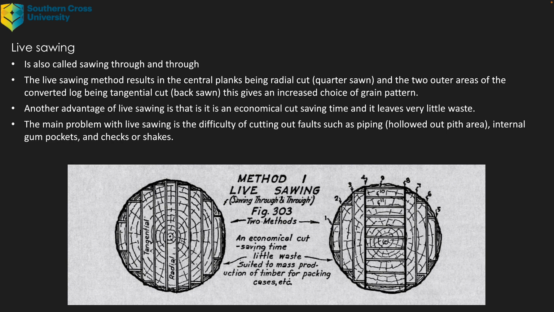Now you'll often find plantation timbers like radiata pine will be live sawn, but also timber that's used for low value applications where a little bit of distortion in the timber doesn't matter. So maybe like for house frames, things like that.